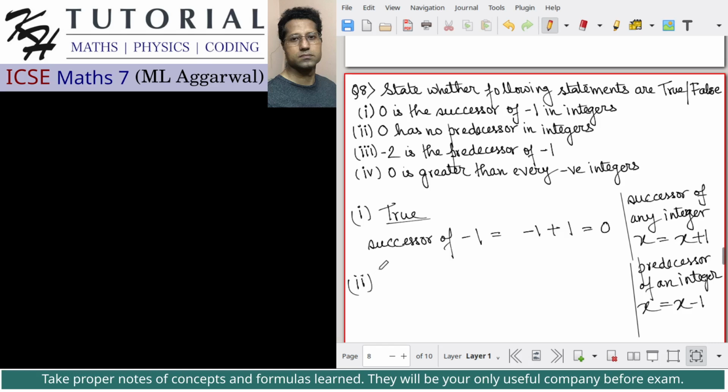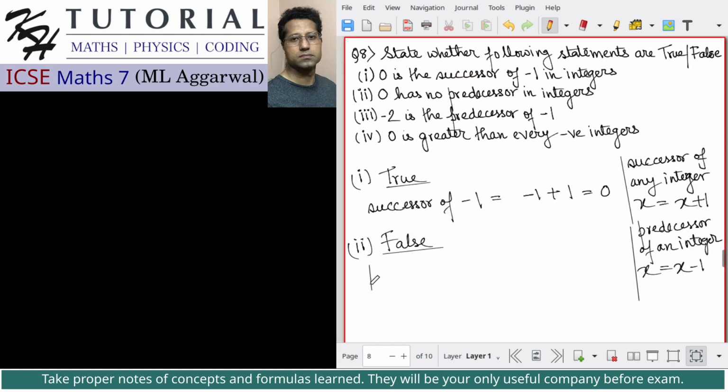Let's see the second one. 0 has no predecessor in integers. This is false. It is saying that 0 has no predecessor in integers, meaning it is trying to say that the predecessor of 0 is not an integer. This is false because predecessor of 0 is equal to 0 minus 1, and this is equal to minus 1, and minus 1 is an integer. So definitely 0 has a predecessor in integers, because the predecessor of 0 is minus 1, and definitely minus 1 is an integer. So this is false.